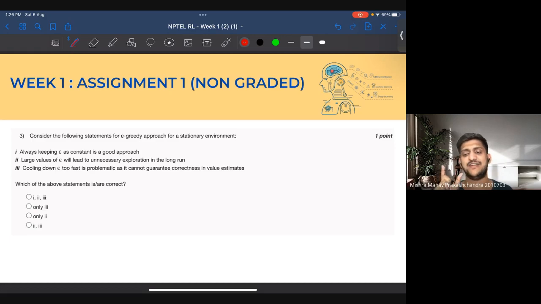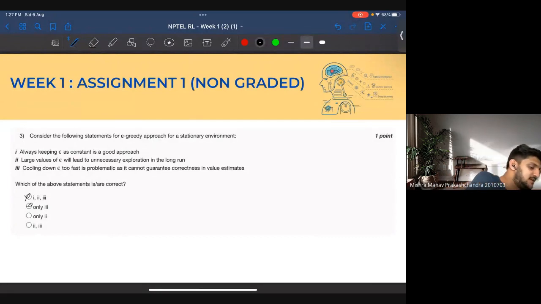Rather, one should typically try to cool down epsilon, or decrease the value of epsilon as you go ahead with time, so that you focus more on exploitation rather than exploration. In the beginning, of course, you should have more scope for exploration, but with time this should cool down. So option one is incorrect, and that removes option one. Then, large values of epsilon would lead to unnecessary exploration in the long run. Yes, that is correct. In the long run, you want minimum exploration, so keeping a large value would lead to unnecessary exploration. So option two is correct.